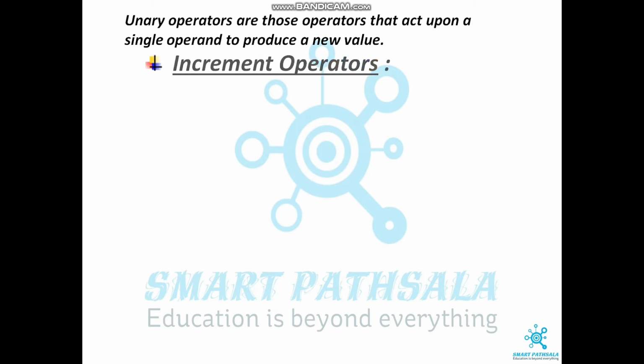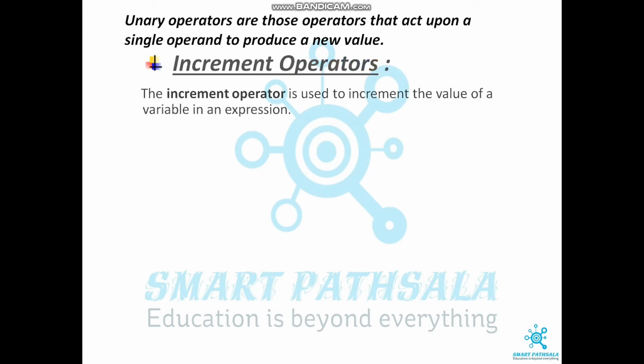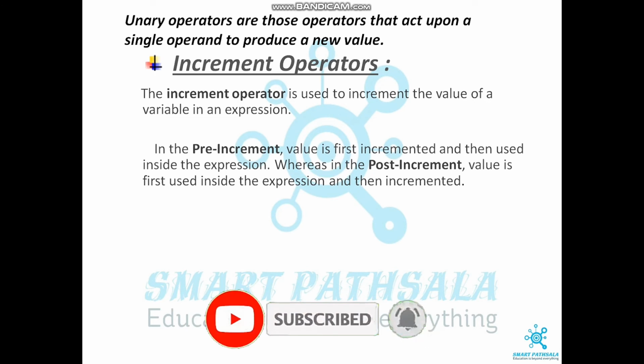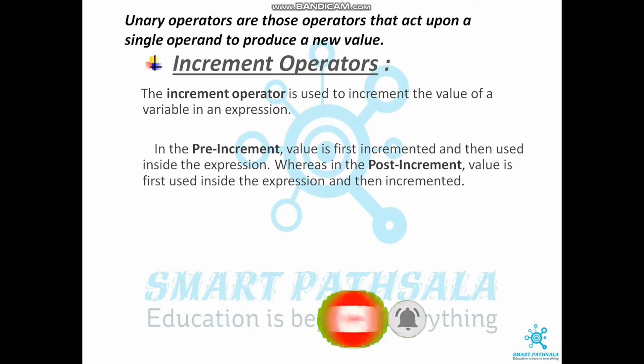Now first one, what is the increment operator? The increment operator is used to increment the value of a variable in any expression. That means if we want to increase the value of any variable in any expression, we can use these increment operators. Now the increment operator is of two types, that is pre-increment and post-increment. What is this pre-increment operator? In the pre-increment operator, value is first incremented and then used inside the expression, whereas in post-increment, value is first used inside the expression and then incremented.